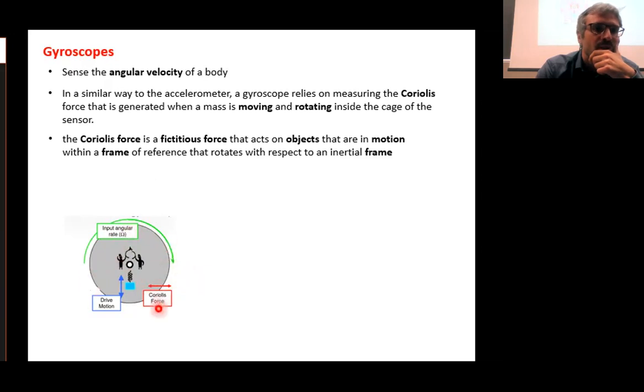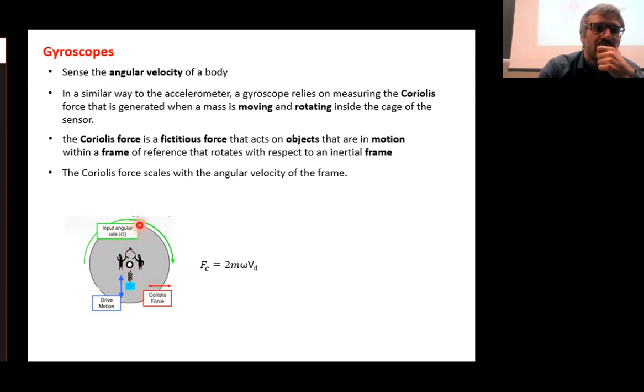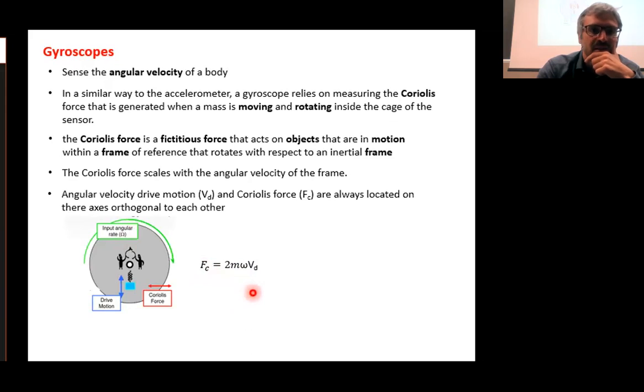It is proportional to the angular velocity of the disk in this case, and to the linear velocity at which you are moving toward the periphery, away from the axis. So if you know the linear velocity and you measure this Coriolis force, you can get an estimate of the angular velocity. In the same way as in the accelerometer, think of a mass moving with a known motion and applying a force on a spring. The important point is that the Coriolis force is always orthogonal to the linear velocity vector. So from the measurement of this Coriolis force, you can get an estimate of the angular velocity.